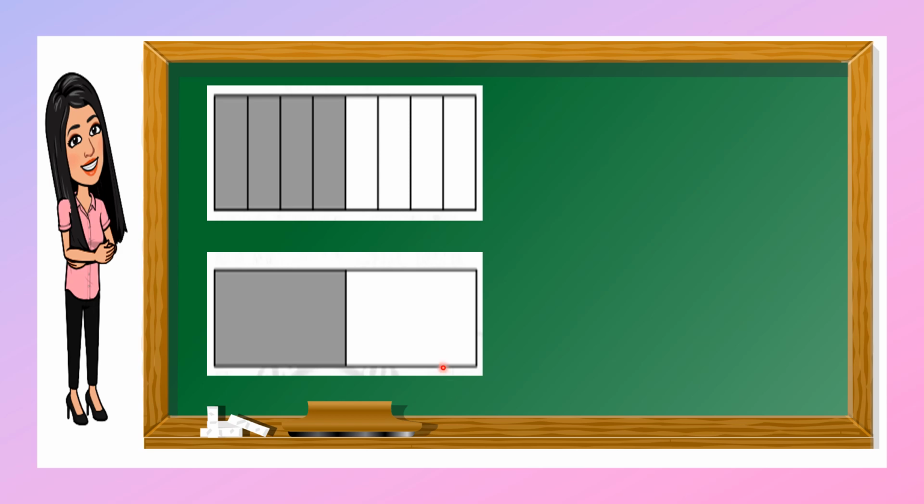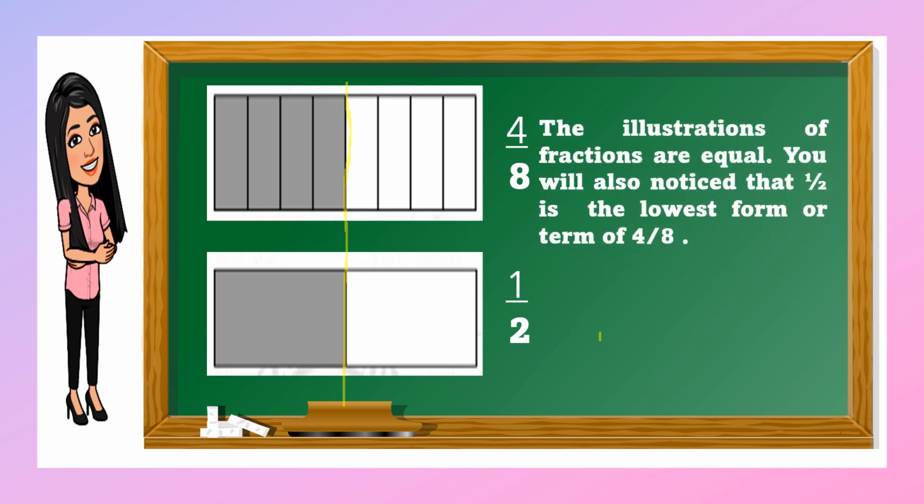But as you can see, are they equal? Parehas lang ba sila? Or not? So as you can see, tingnan natin. Magkapantay ang kanilang gitna. So, ibig sabihin, the first figure is 4/8 and the second figure is 1/2. The illustrations of fractions are equal. Ibig sabihin, equal, magkapareho sila.